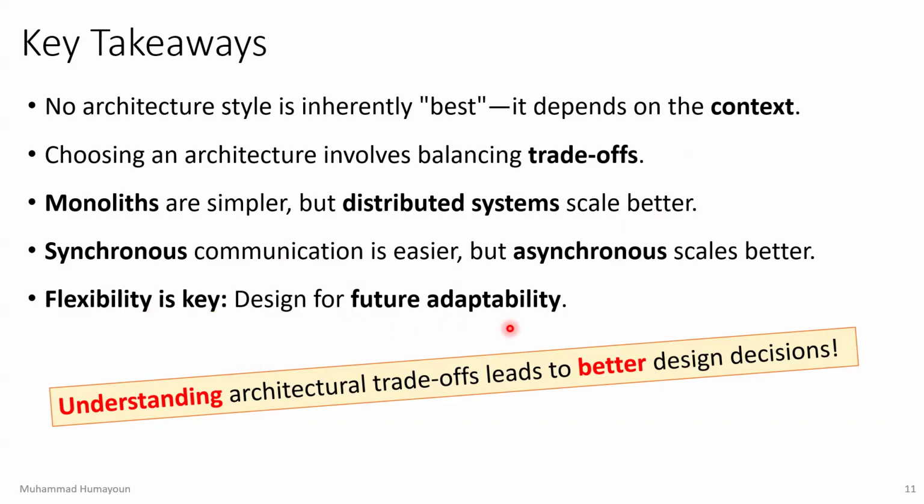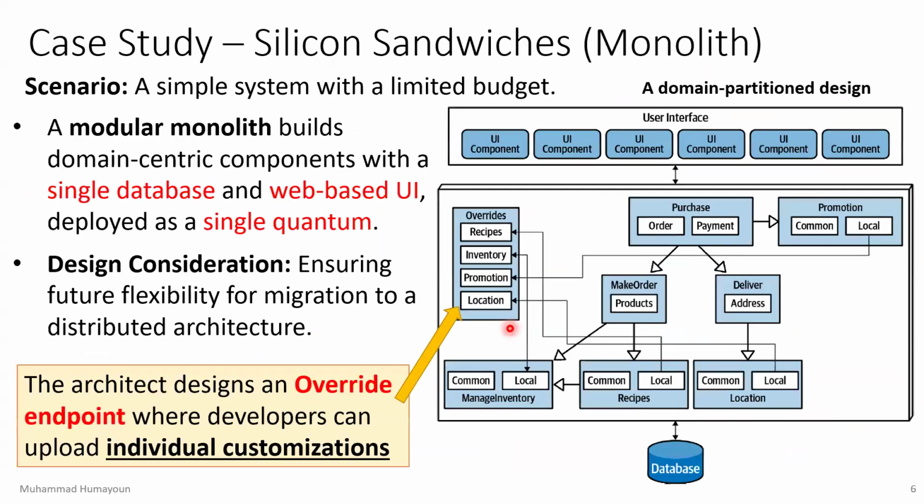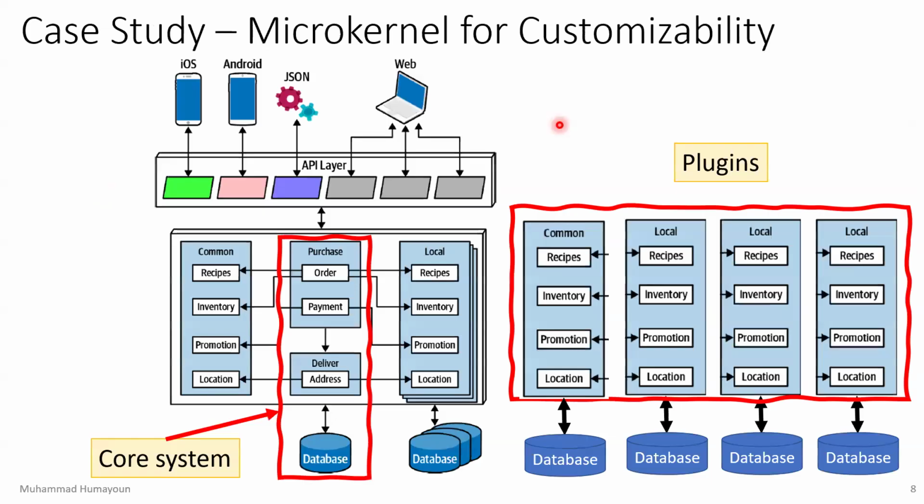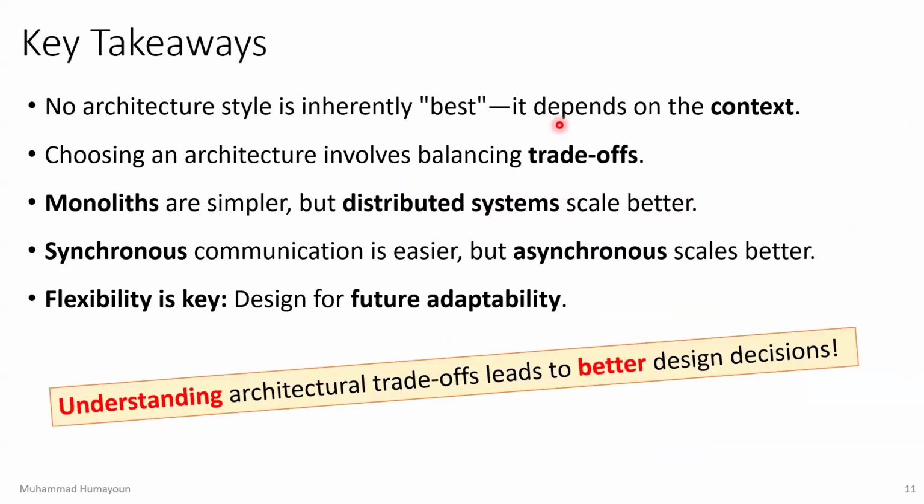Even today, if you pick a monolith like this one, try to design your system maybe domain-based, using domain-based partitions, so that in future it could be converted into an event-driven architectural style or microkernel architecture. Sorry, these microservices. So understanding architectural trade-offs leads to better design decisions.